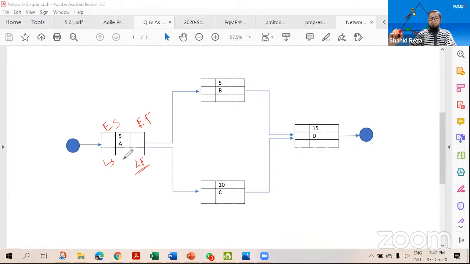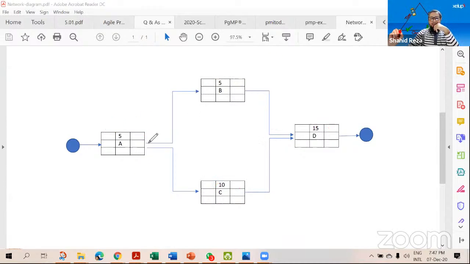for each task. There are actually 2-3 formulas you have to understand when you use forward pass and backward pass. First we have to identify early start and early finish for each activity. For each activity, you have to find the early start and early finish. This is the first rule.